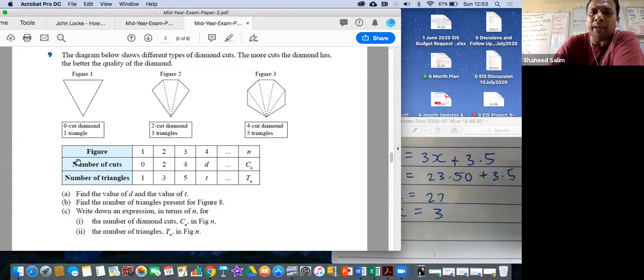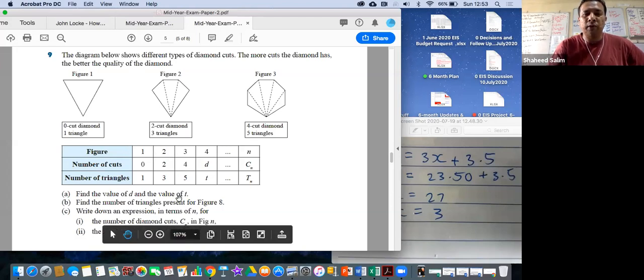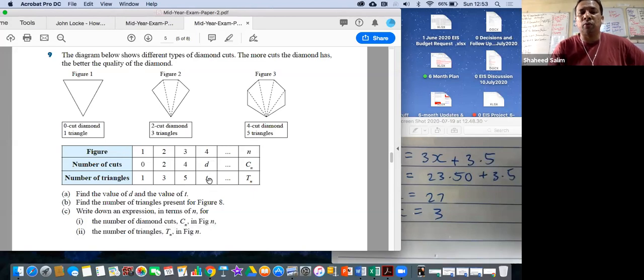Oh, I see a pattern. Then I move on. Why am I doing this? This is how we understand better. The figure is referring to the drawing. Figure 1, figure 2, figure 3, figure 4. So now we know number of cuts is D, number of triangles is T. What can we say about the relationship of T to D? T is equals to D plus what?